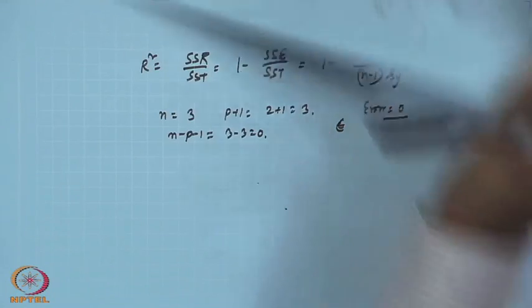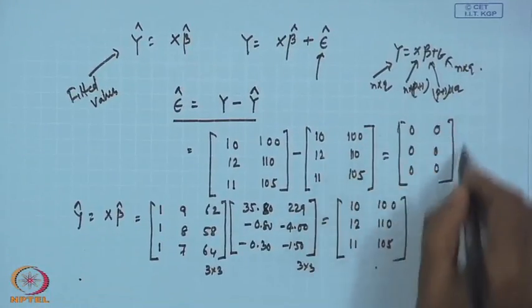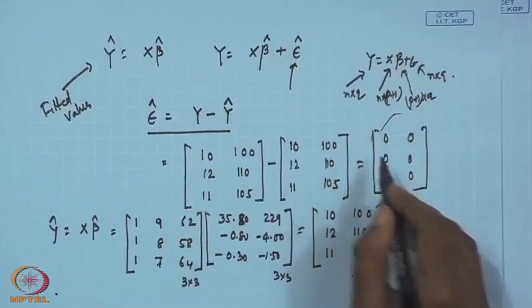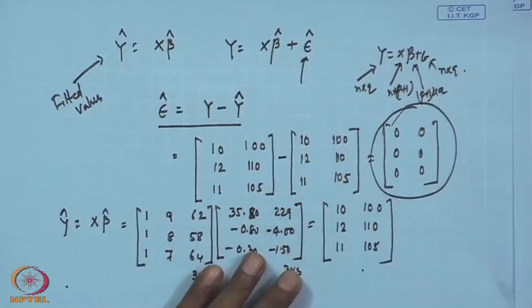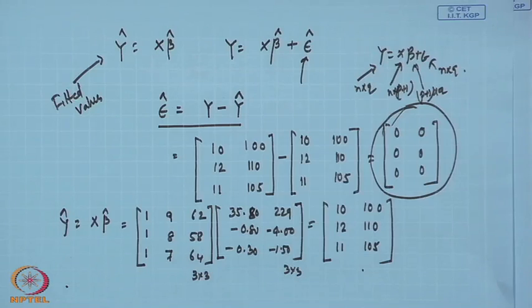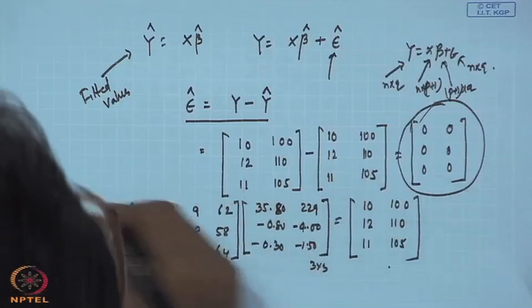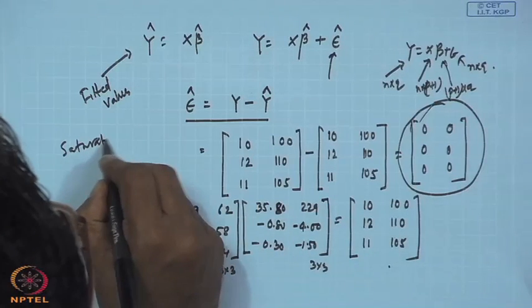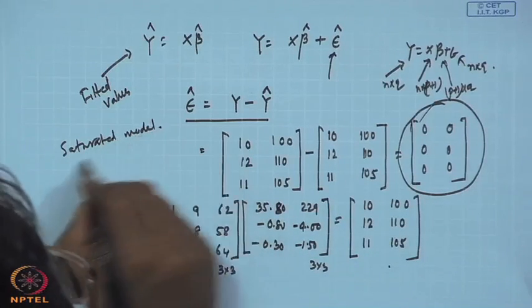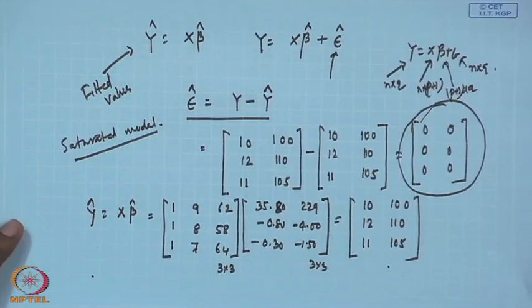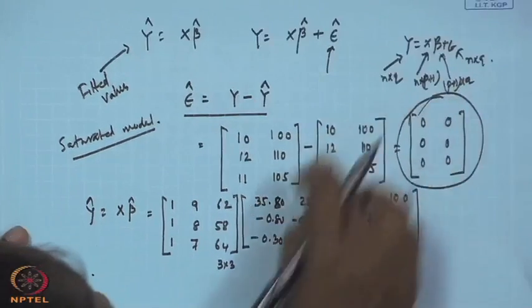So, we should not be happy under such a condition. This is an indication that your model is not at all a fit model. Although we say r square 1 means perfect, this is a saturated model. What is a saturated model? The number of observations is equal to the number of parameters to be estimated. So, in a saturated model you will always get the perfect fit, but for regression purposes this is not desirable.